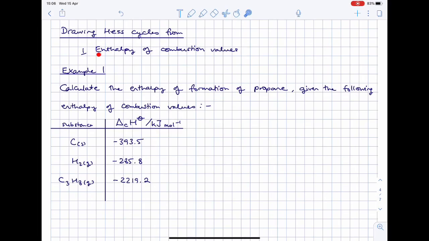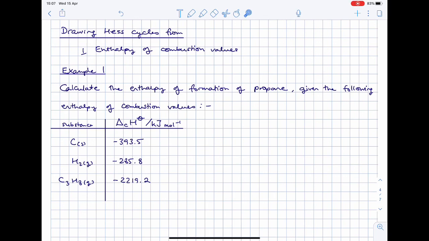So here's a question. We're given enthalpy of combustion values in a table, and we're going to work out the enthalpy change of a reaction given these values. And we're going to construct a Hess cycle to do that. It just happens in this case that the enthalpy change we want to work out is an enthalpy of formation, and that's irrelevant. It doesn't matter what this enthalpy change is, we can use the same method. It could be formation, it could be neutralization, it could be another combustion, it could be anything.